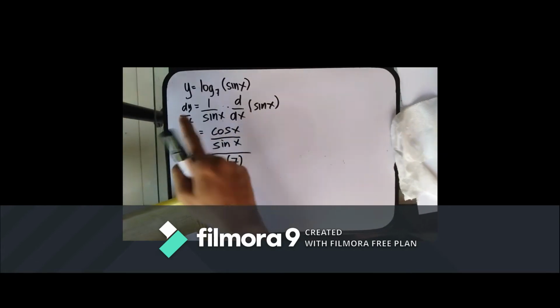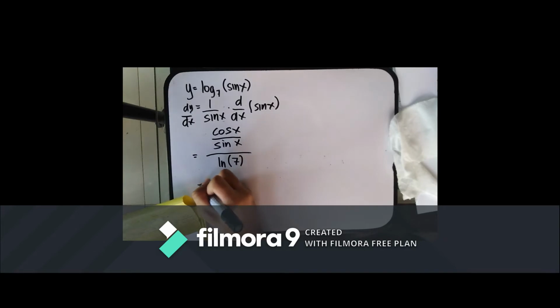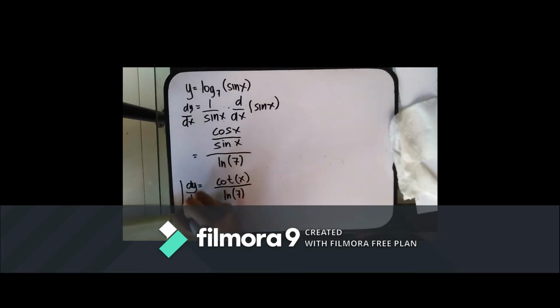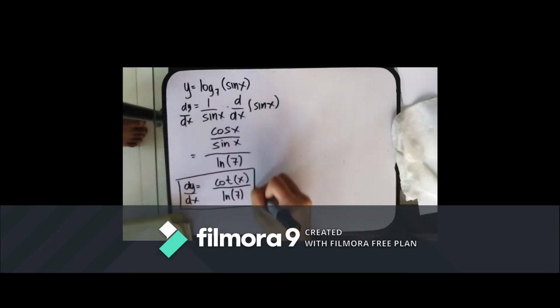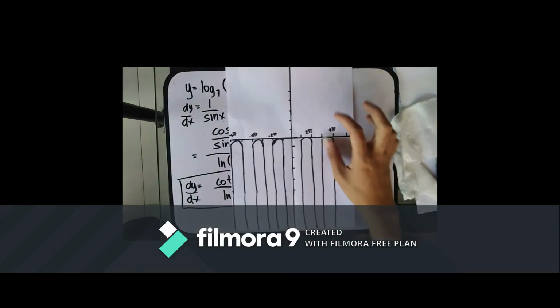After that, the answer comes up with cot x over ln 7. After getting the answer, cotangent x over ln 7, the graph of this looks like this.